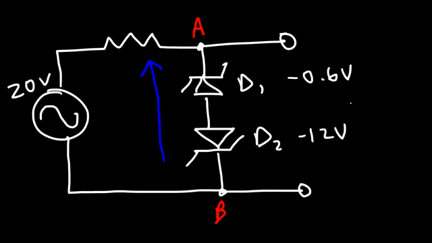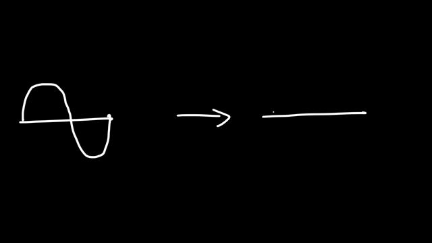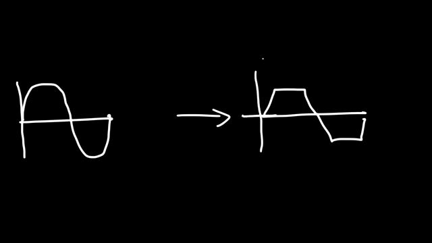Thus, if you have such a circuit, you can convert a sine wave, which will look like this, into basically a clamp wave that looks more like this, with a voltage of positive 12.6 at the top and negative 12.6 at the bottom.